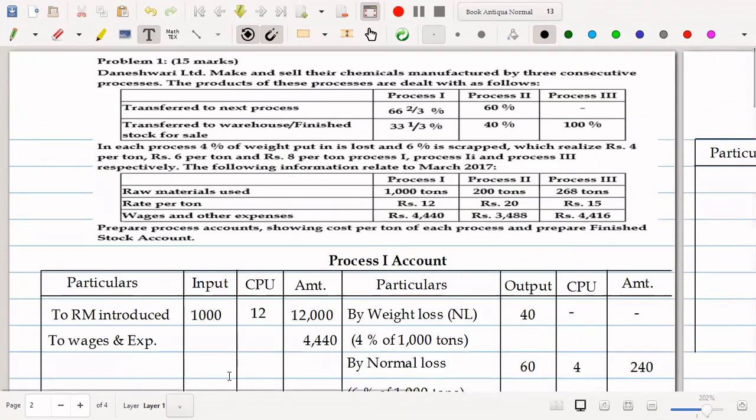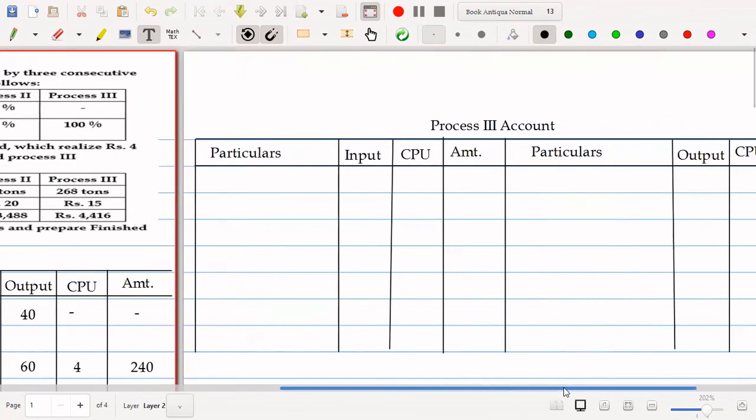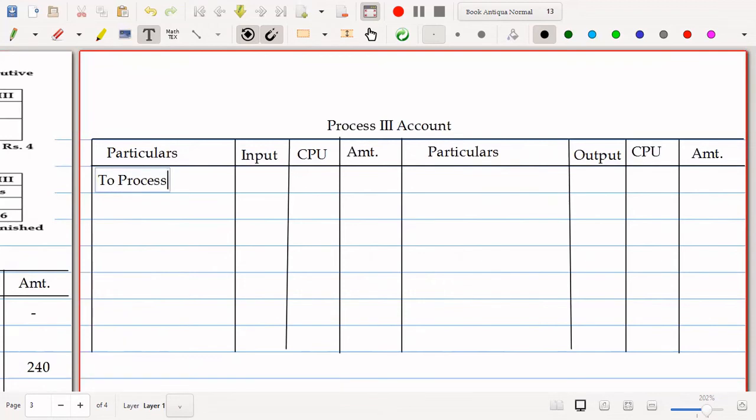Okay, here it is. Process 3 account. So here we have to take again from process 2, we had taken 432 tons. We have to transfer it here, 432 tons at rupees 25. The output of process 2 becomes the input for process 3. So I am taking it here as it is from process 2 account.